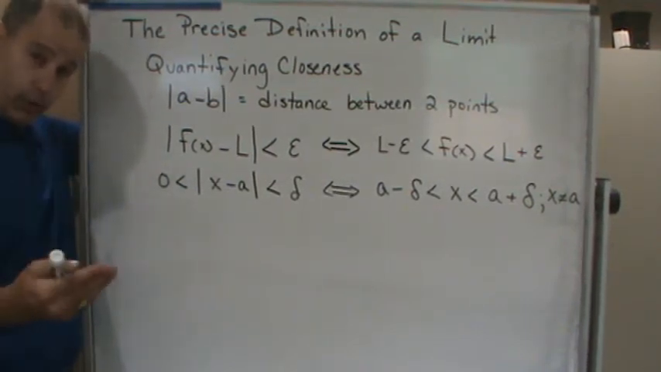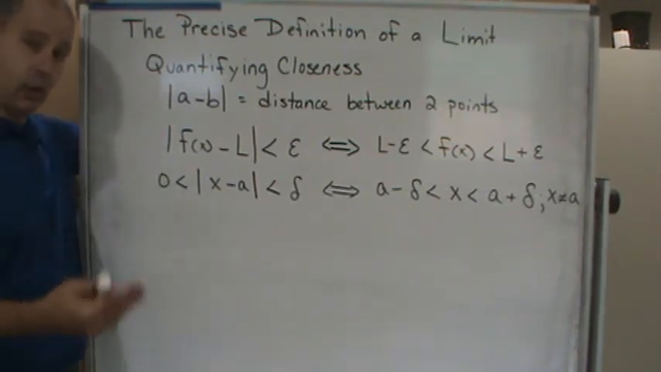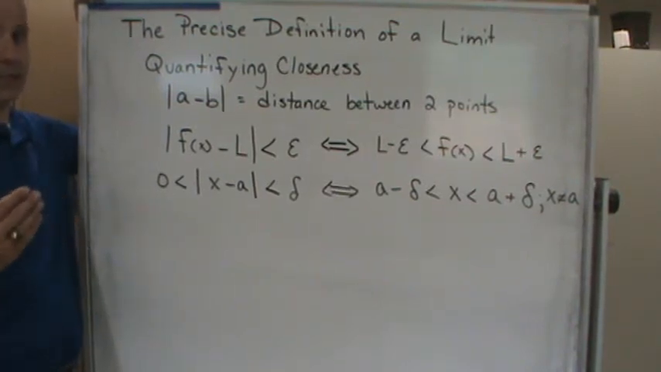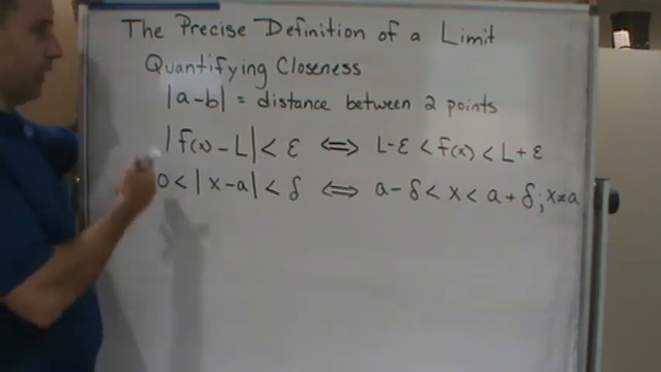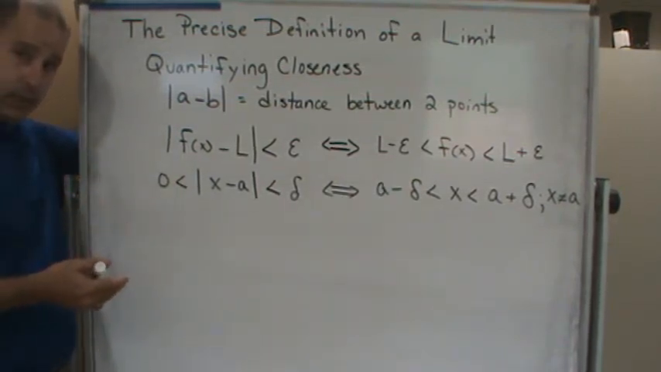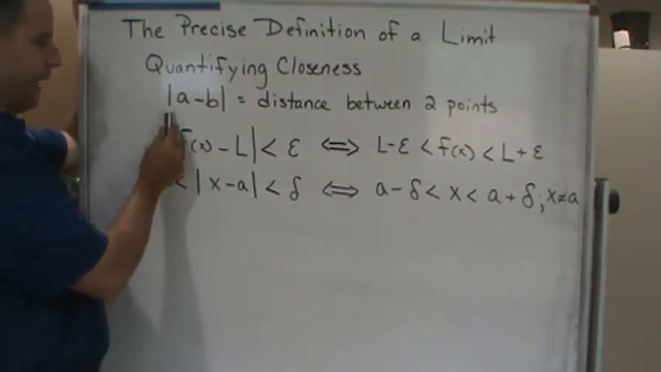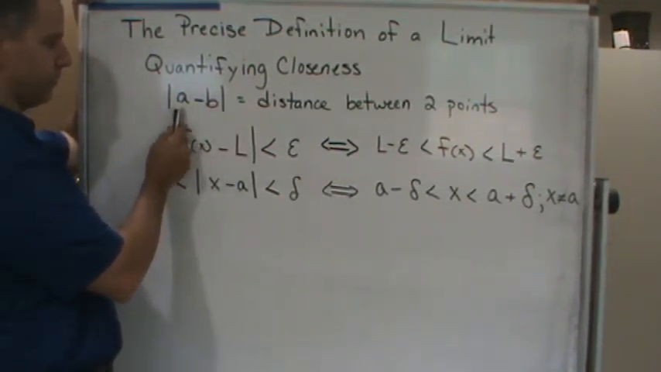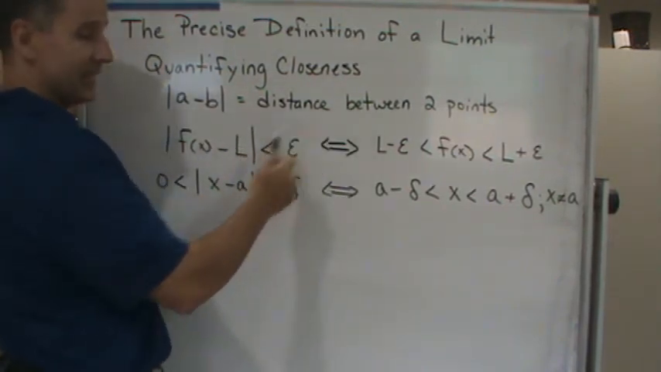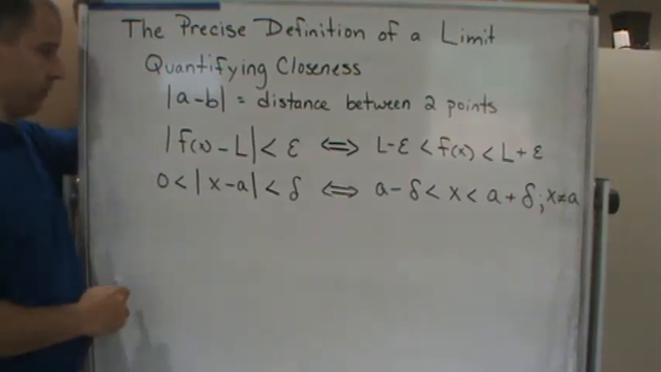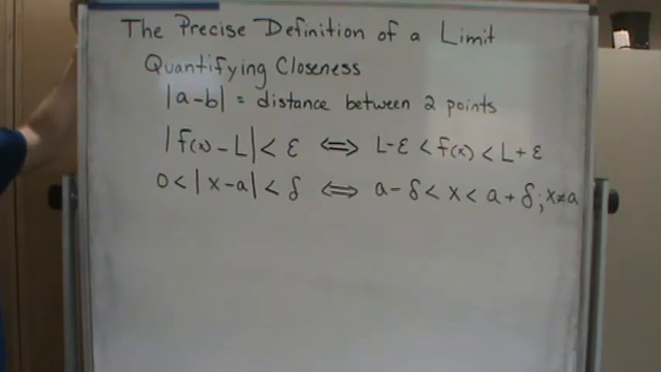Okay, so in going from the informal, intuitive understanding of a limit to the formal definition of a limit, we have to understand what we mean by closeness, right? So far we've been dealing with vague ideas of what it means to be close. Now we're going to quantify what that means in mathematical terms. So remember that the absolute value of the difference between 2 points is the distance between those 2 points. So the absolute value of a minus b is the distance between 2 points on the number line.